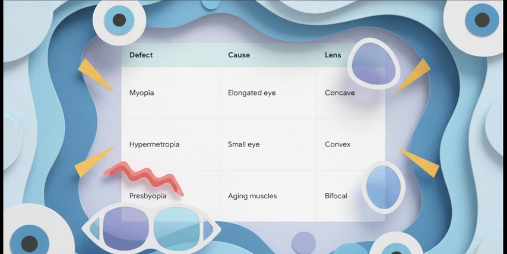And lastly, presbyopia. This one happens as we age. Our ciliary muscles just lose their flexibility over time. For older folks who might actually suffer from both myopia and hypermetropia at the same time, we prescribe bifocal lenses. The top part is concave for looking far away, and the bottom part is convex for reading.